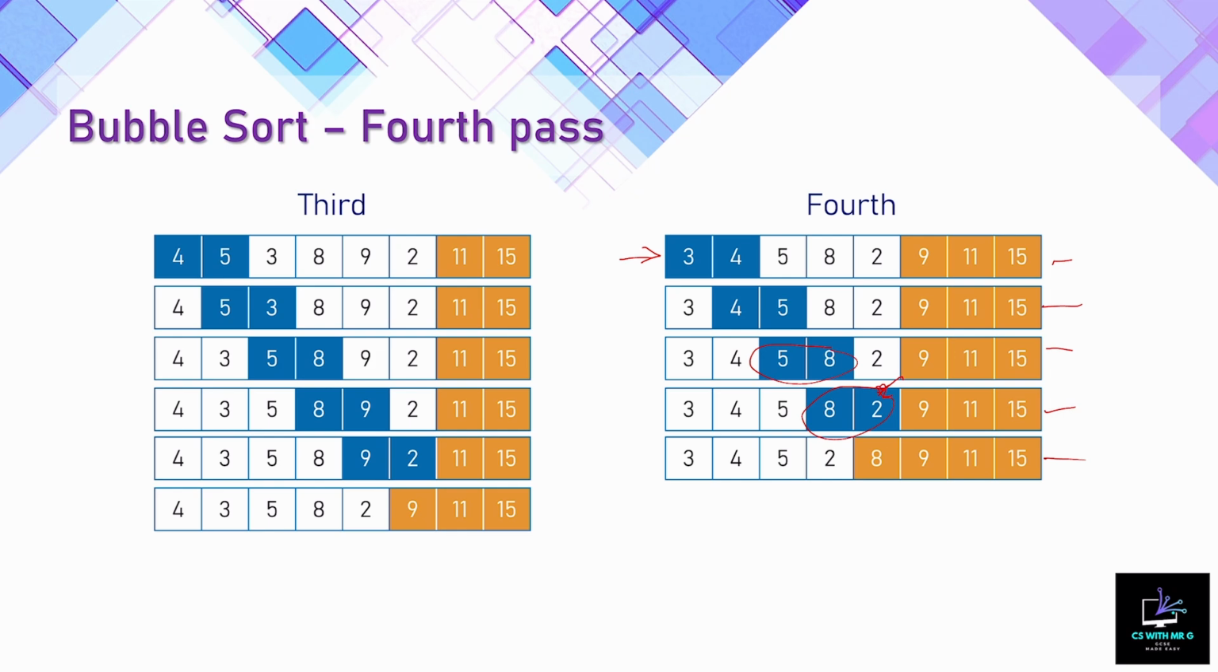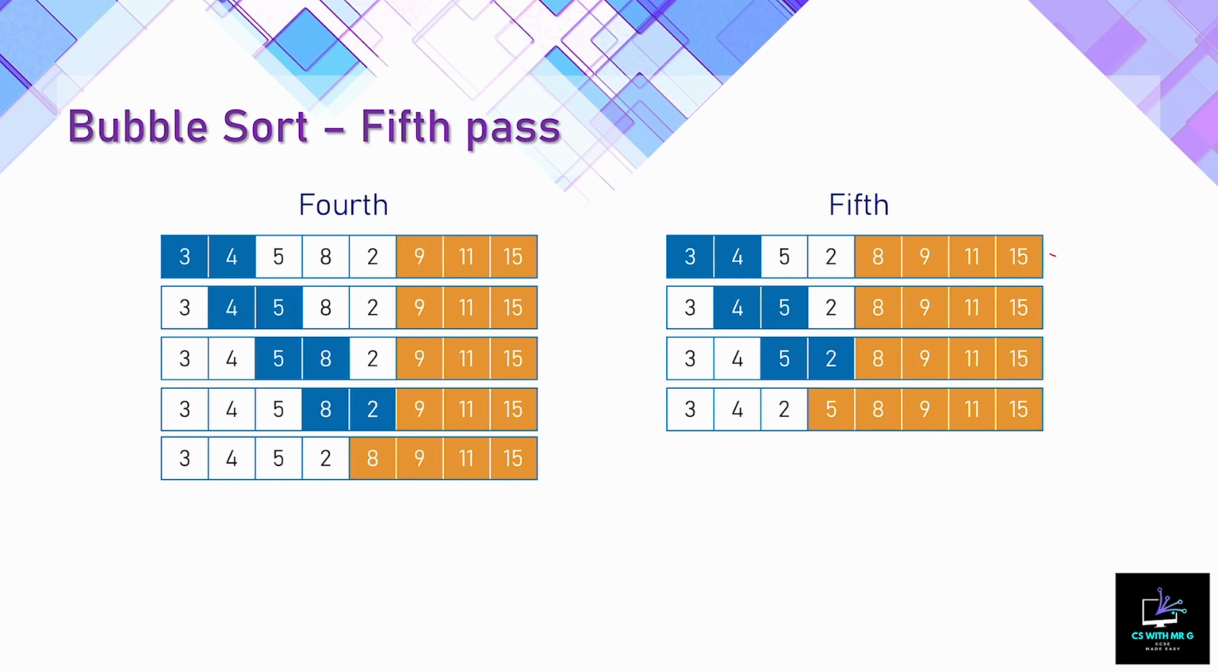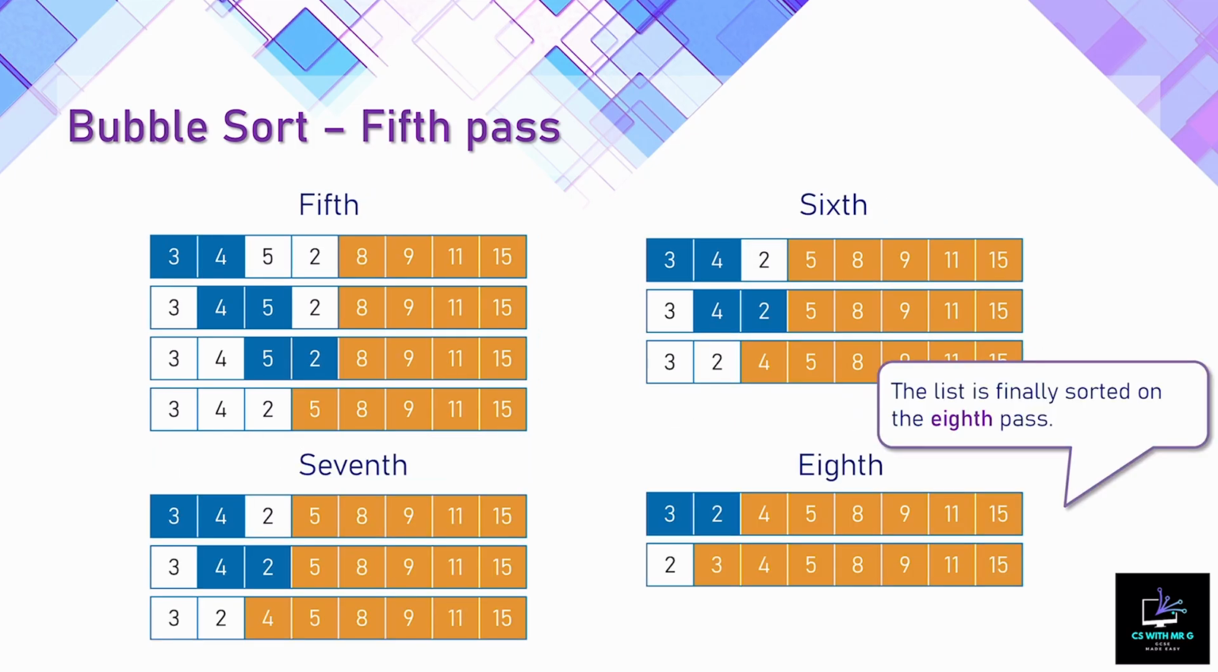And here 8 is in the correct position. Finally, 1, 2, 3, 4 iterations. And this time the 5 is going to get put in the correct position, and so on and so forth. The list is finally sorted on the 8th pass, which means that the bubble sort looped for as many times as it has elements in its list. So now hopefully you understand how bubble sort works in theory.